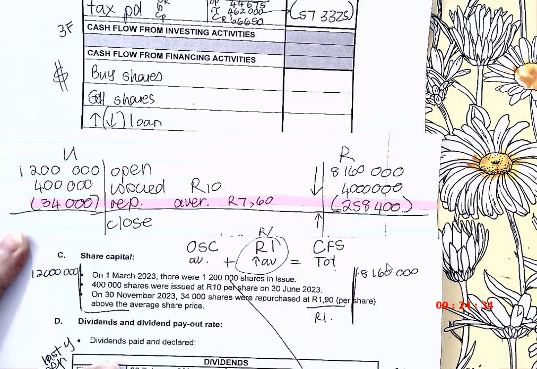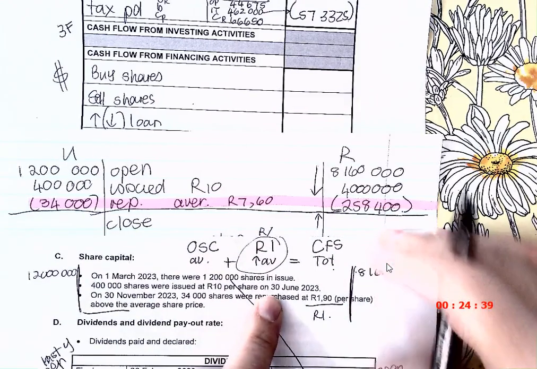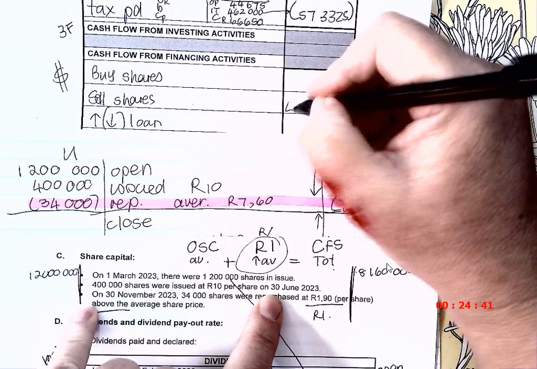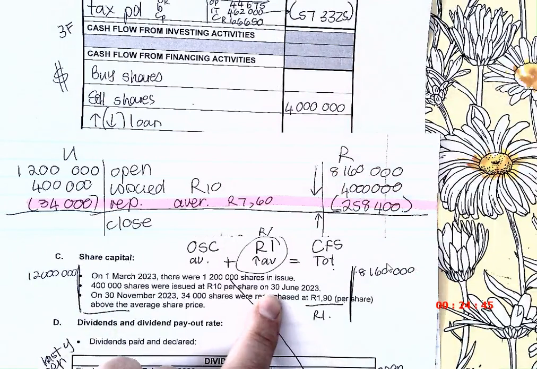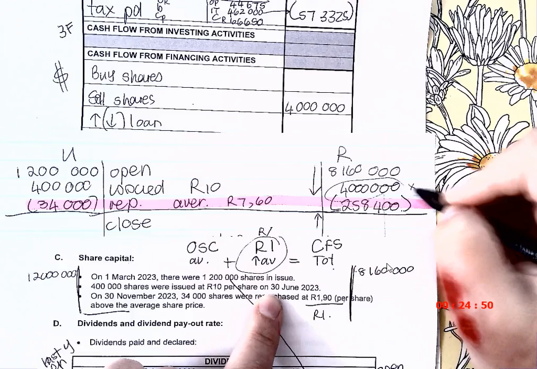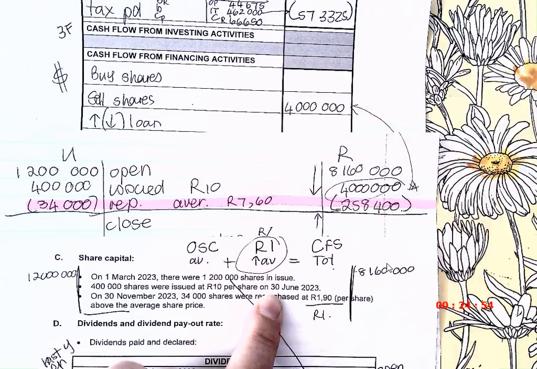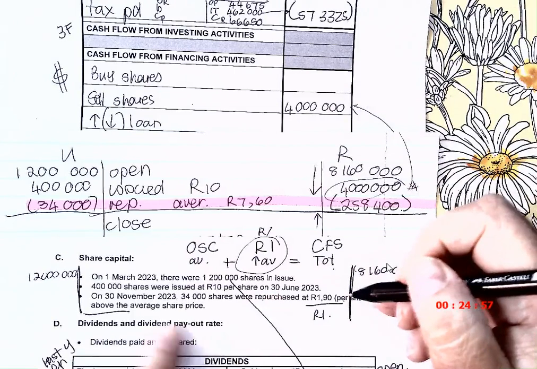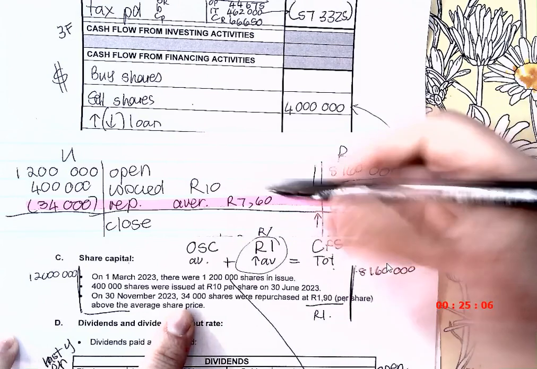So, the issued at 10 Rand was given. So I can just say sell shares for million. But remember, a lot of times they don't give that to me. A lot of times this is my balancing figure. Right? So they were going to check that you transferred that. Now, the 34,000 shares were repurchased at R1.90 per share. Can you see? This is why I had to do the note to get the average price.